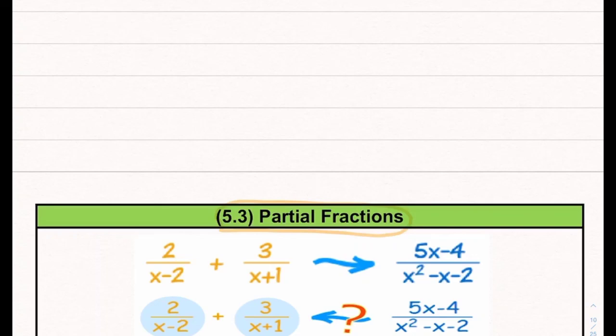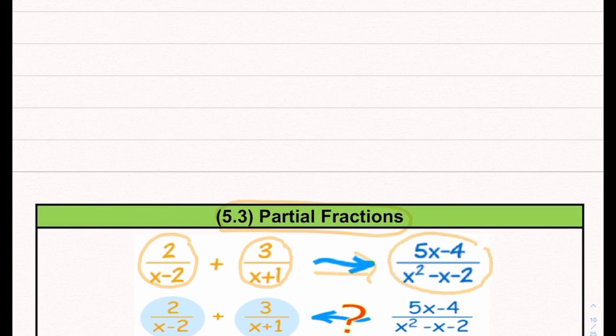Hello everyone. Now we will take a look at partial fractions. So what are these partial fractions? If two rational functions are given to you as simple as this, 2 over x minus 2 plus 3 over x plus 1, you all know how to simplify as a single rational function, right?